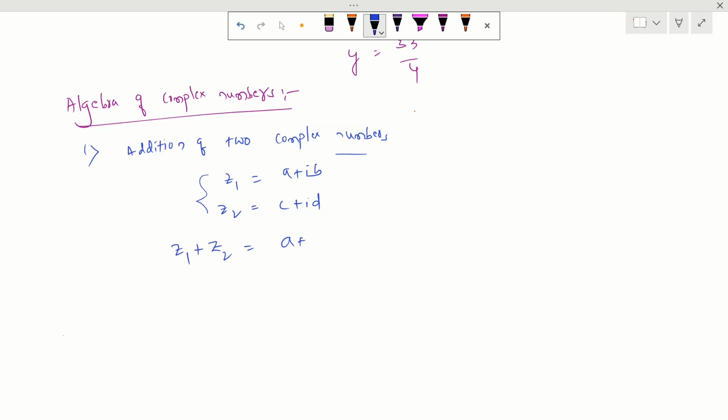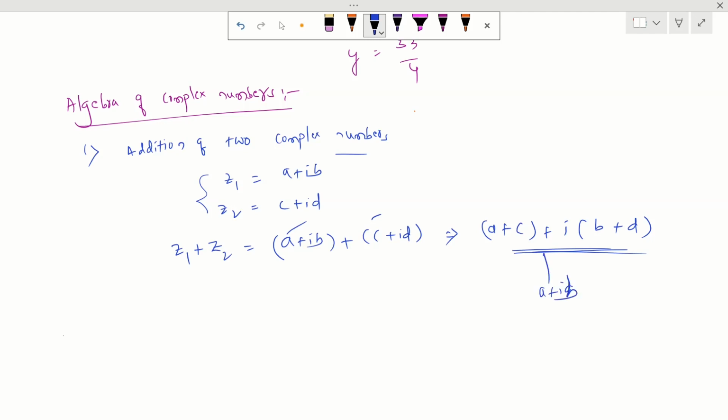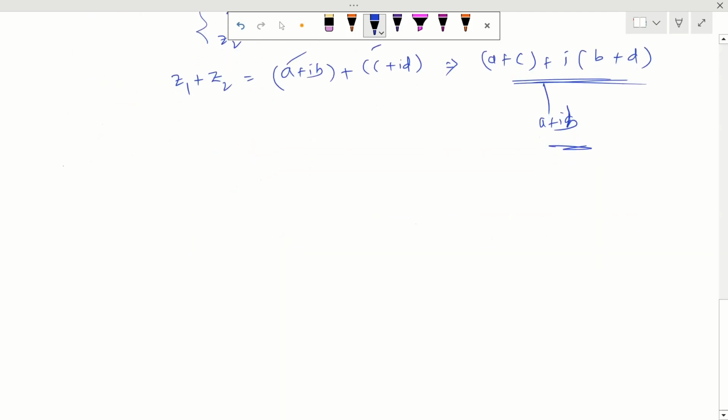I am adding a plus ib plus c plus id. Now I write the real part on one side, a plus c, and the imaginary part on the other side, that is b plus d. So this is the new form of a complex number, and it is also in the form of a plus ib, right?